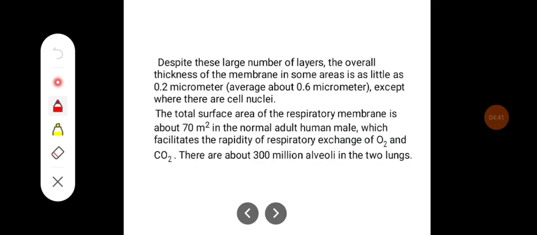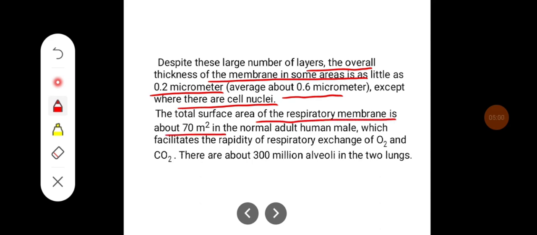Despite this large number of layers, the overall thickness of the membrane in some areas is as little as 0.2 micrometer. The average is around 0.6 micrometer, except where there are cell nuclei. The total surface area of the respiratory membrane is about 70 square meters in the normal adult human male, which facilitates the rapidity of respiratory exchange of oxygen and carbon dioxide. There are about 300 million alveoli in the two lungs.